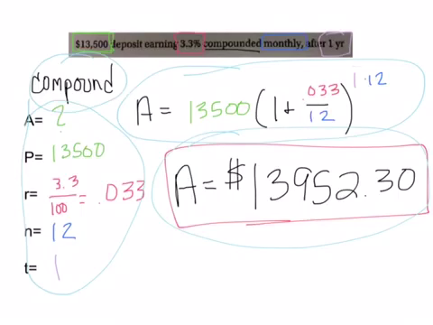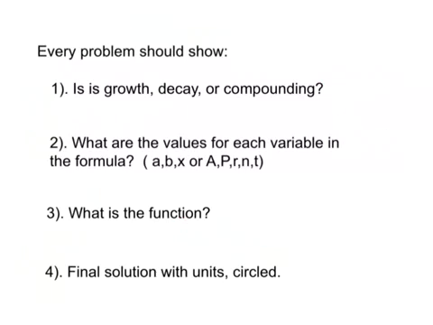So, as you're going through this worksheet, here are the things you need to remember. Every problem should show, is it growth, decay, or compounding? Literally, that means that on the left-hand side, you should write out growth, decay, or compound to remind yourself what type of problem you're working with. Next, you want to make sure that you write down the values for each variable in the formula. If it's growth or decay, you're going to be writing down values for A, B, and X. On the other hand, if it's a compound interest formula, you'll be writing down A, P, R, N, and T.